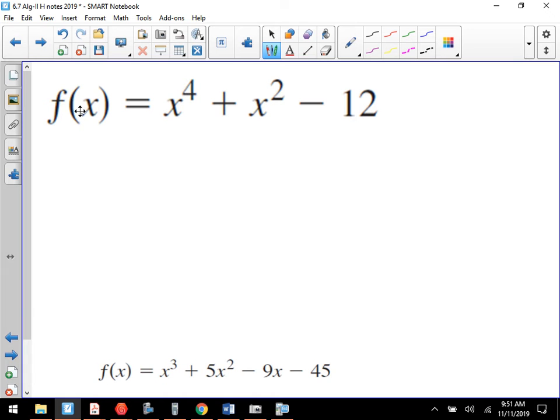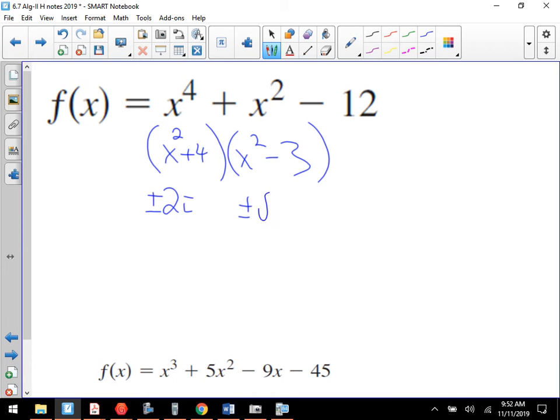What do you do now? Remember, when you have one like this, with 3 terms, 4th degree, squared, constant, try and factor it like you would any other normal trinomial. What times what is -12? You've got to get +1. And then this is -3. From there, you can get your zeros. You set it equal to 0 and you get plus or minus 2i and plus or minus √3.